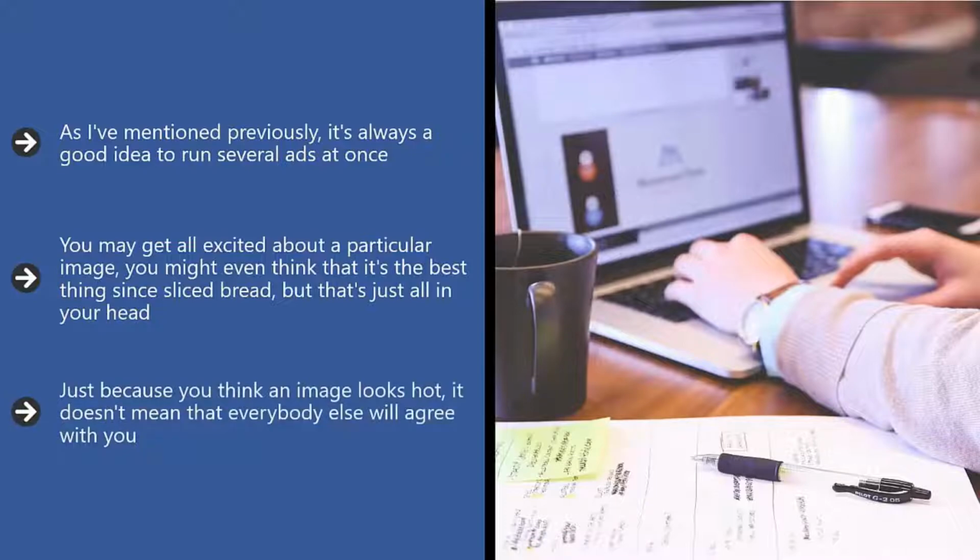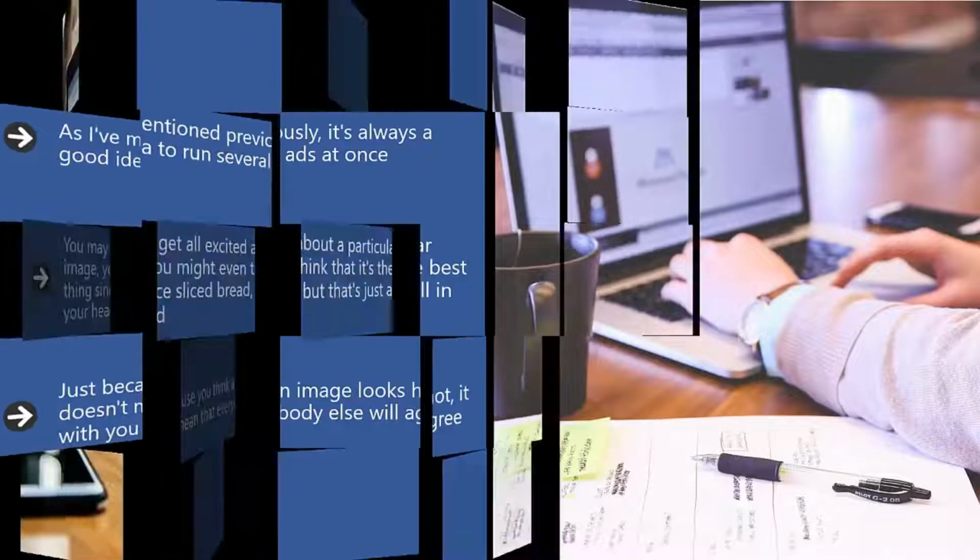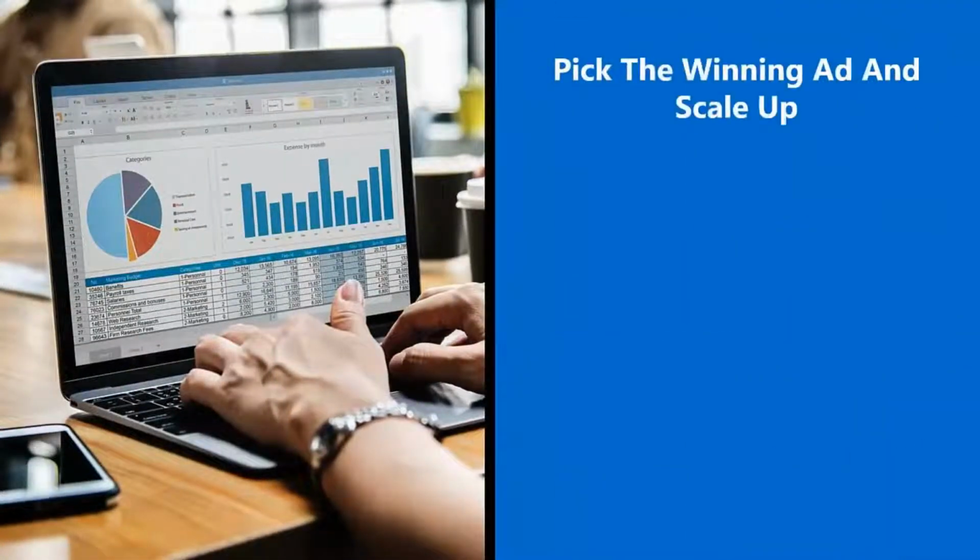Just because you think an image looks hot, it doesn't mean that everybody else will agree with you. Least of which are your target audience members. Run many different images, but use the same headline text and the same call to action and the same landing page. Pick the winning ad and scale up.